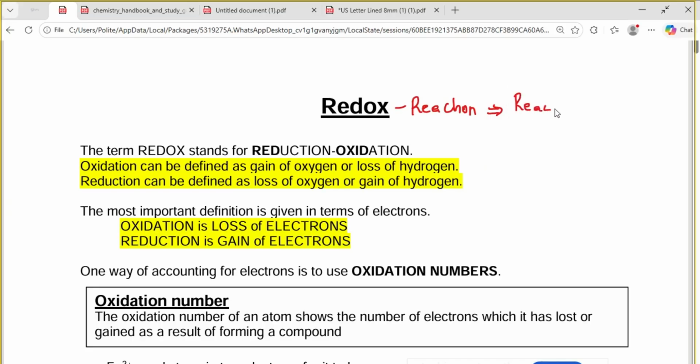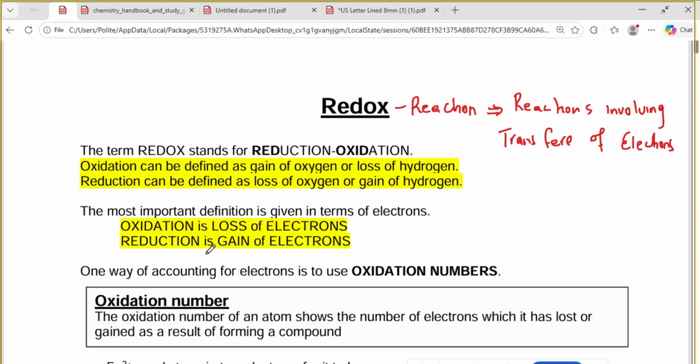Transfer of electrons. Are you happy with that? Okay, so now we are saying that the most important definition is given in terms of electrons. Oxidation is loss of electrons, and reduction is gain of electrons.